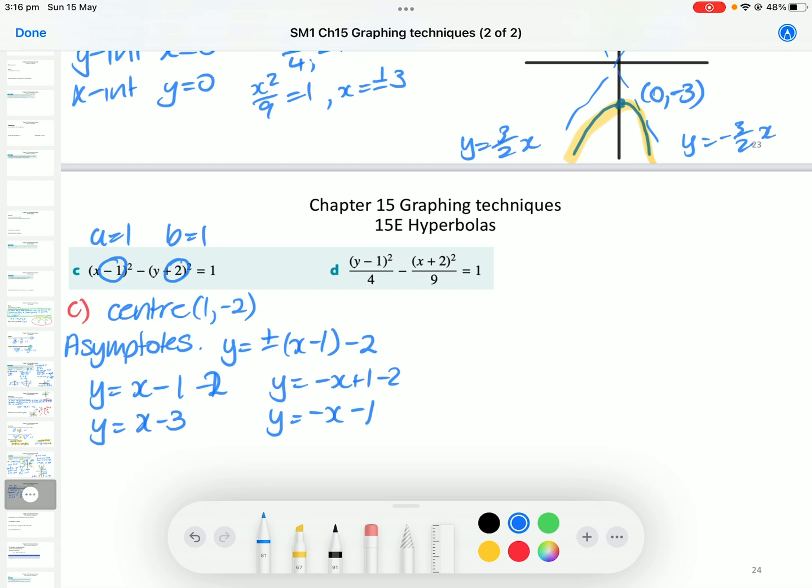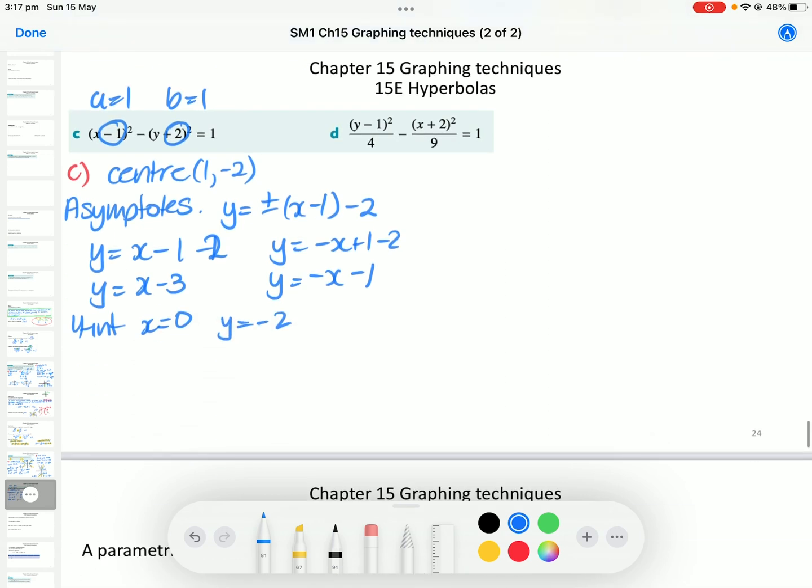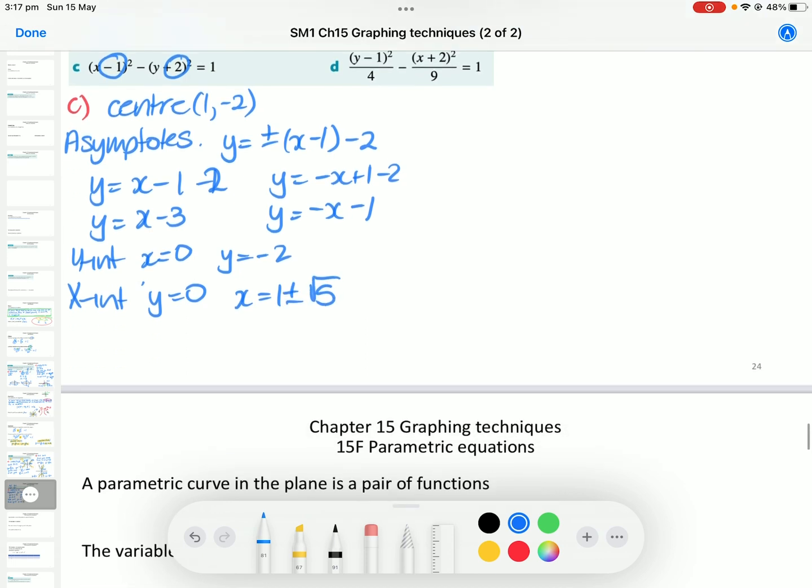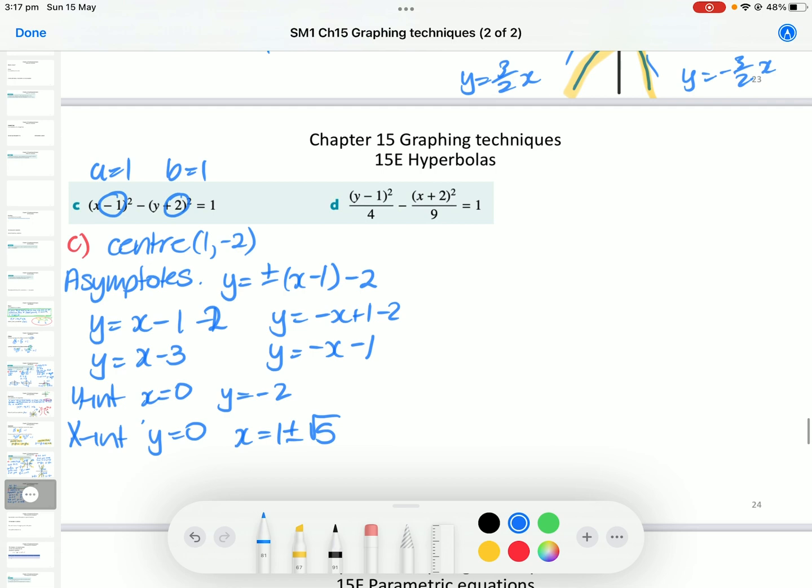We then find our y-intercept when x equals 0. And you just sub it in and rearrange, you get y equals minus 2. I'm not going to go through all that. You can do that on your own. And for the x-intercept, y equals 0. And you rearrange all that, and you get x equals 1 plus or minus square root 5. So then we think, what does this look like?